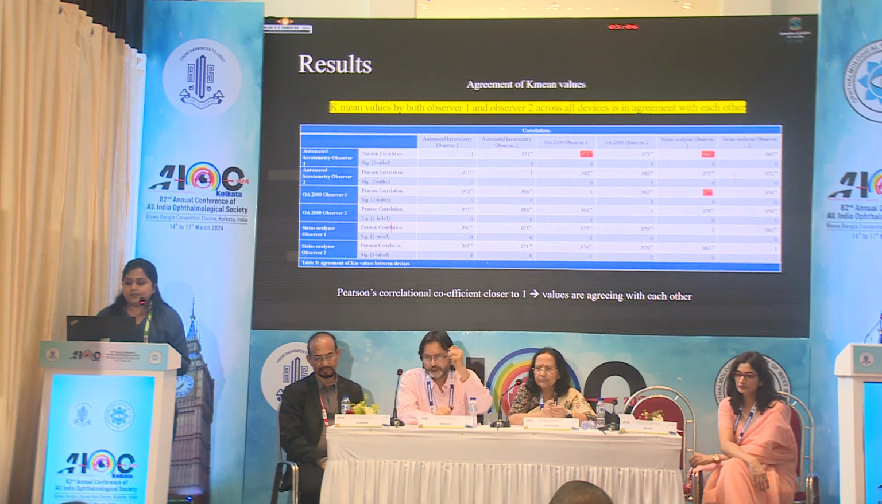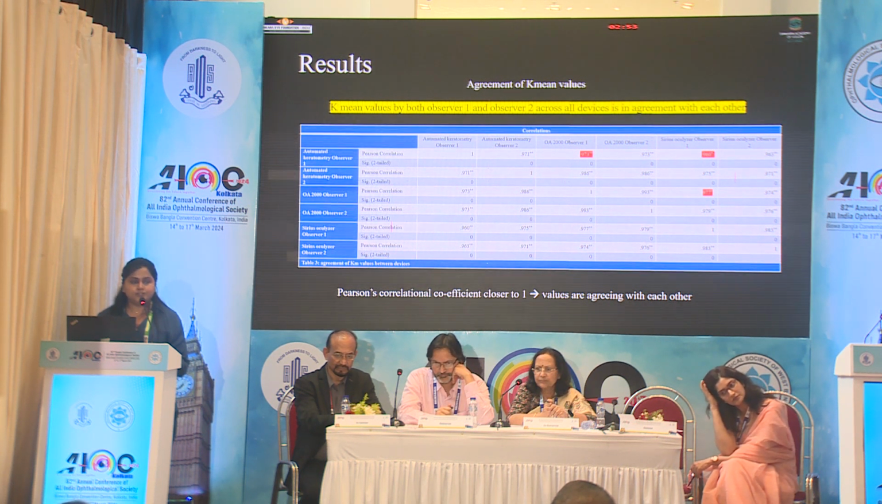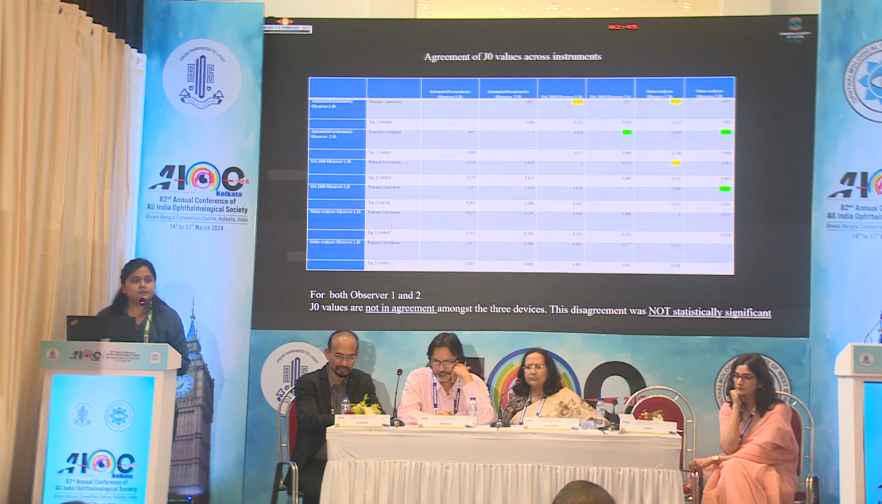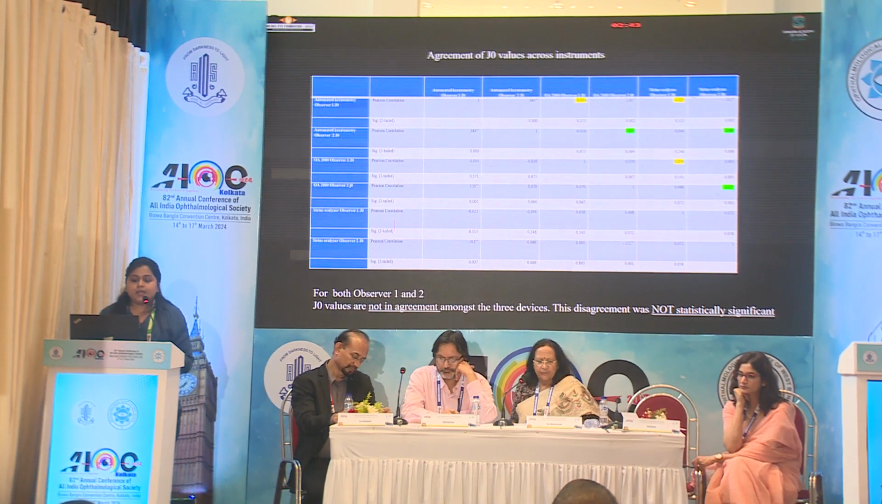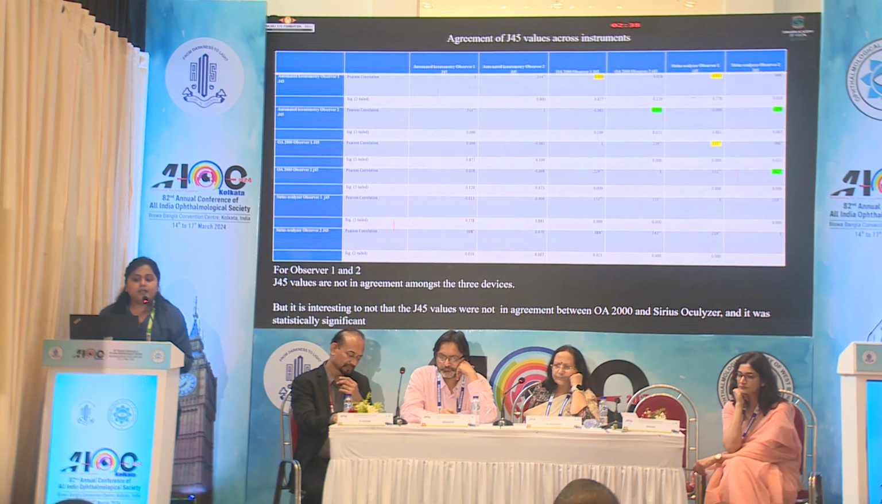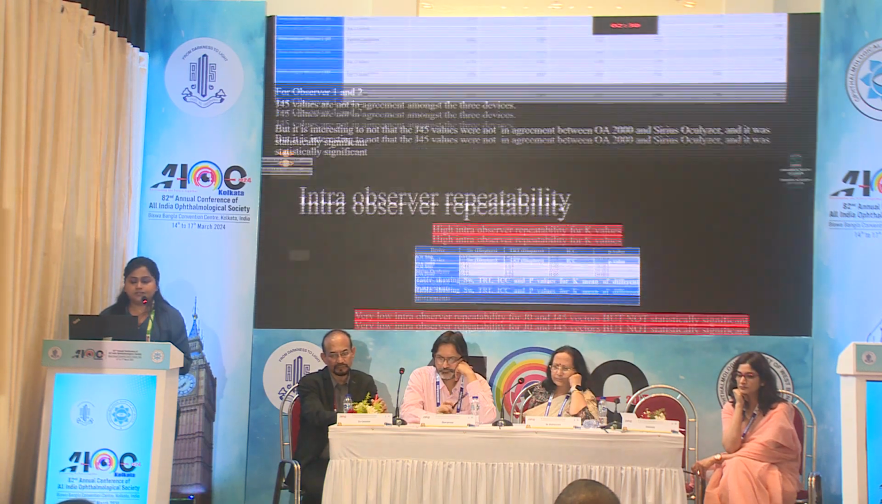The result of this study can be understood in 3 parts. The first is the agreement of k-mean values, J0 and J45 vectors. In our study, the k-mean values were interchangeable and were in agreement amongst all 3 instruments. This was assessed using a Pearson's correlation coefficient. The value being closer to 1 indicates agreement, and agreement of J0 values was not seen for both observer 1 and 2, and also J45 vectors were not agreeable. This indicates that the flat and steep axis obtained from the 3 devices are not interchangeable.